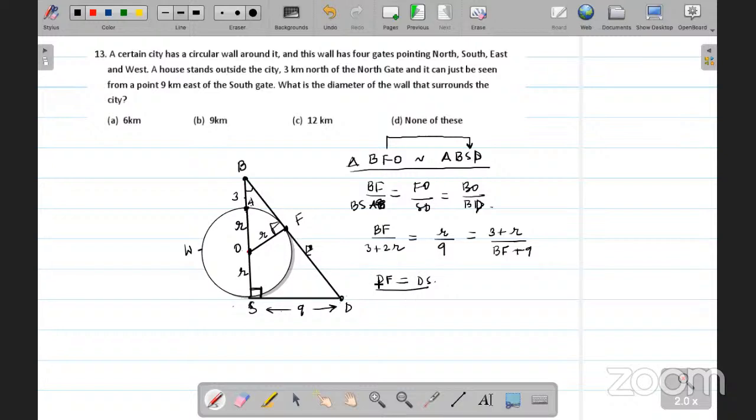So can you solve it now? Can you solve it or not solve it? Okay, I guess this is a good enough hint for you to be able to solve for R and BF. And you will see that you will get the value of R as 4.5. The correct answer in this case is 9 kilometers. Have you understood the solution, please? Have you all understood the solution?